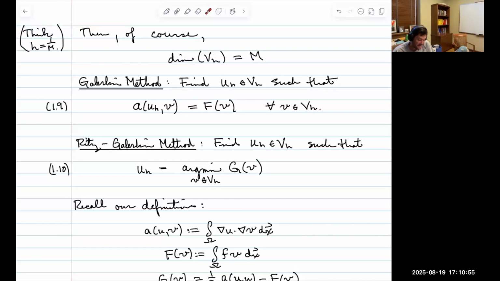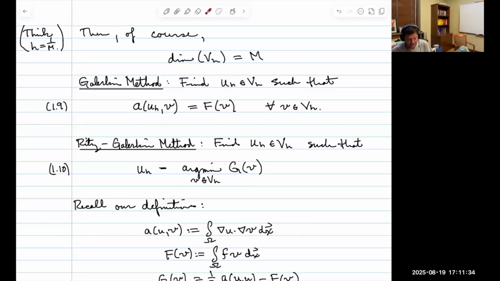The Ritz-Galerkin method is slightly different. The Galerkin method uses the weak formulation. The Ritz-Galerkin method uses the variational formulation. The Ritz-Galerkin method is to find u_h in V_h such that u_h is the argmin of G(v) taken over all functions v in the subspace V_h. Now, I can show that if u_h is a solution to this, then it's a solution to this problem, and vice versa. So that means the solution sets are equivalent.